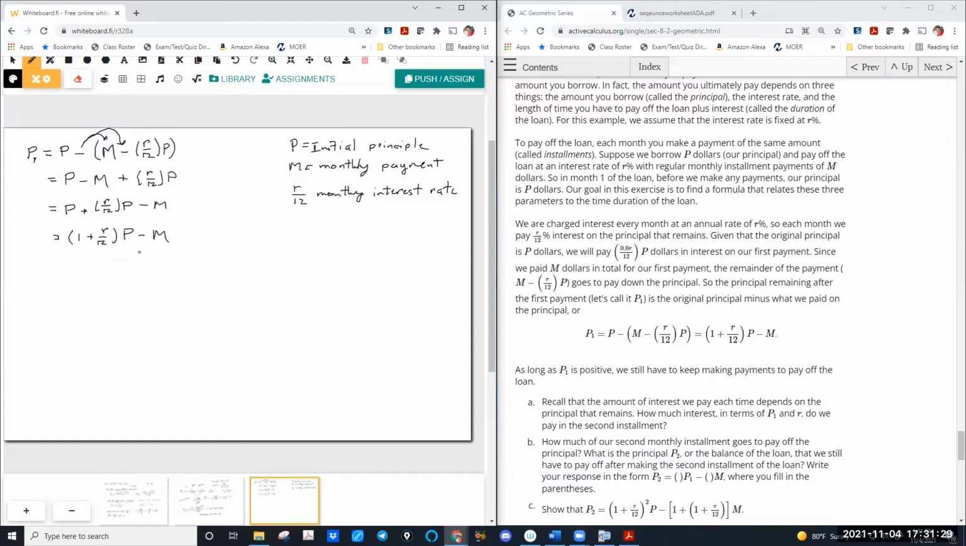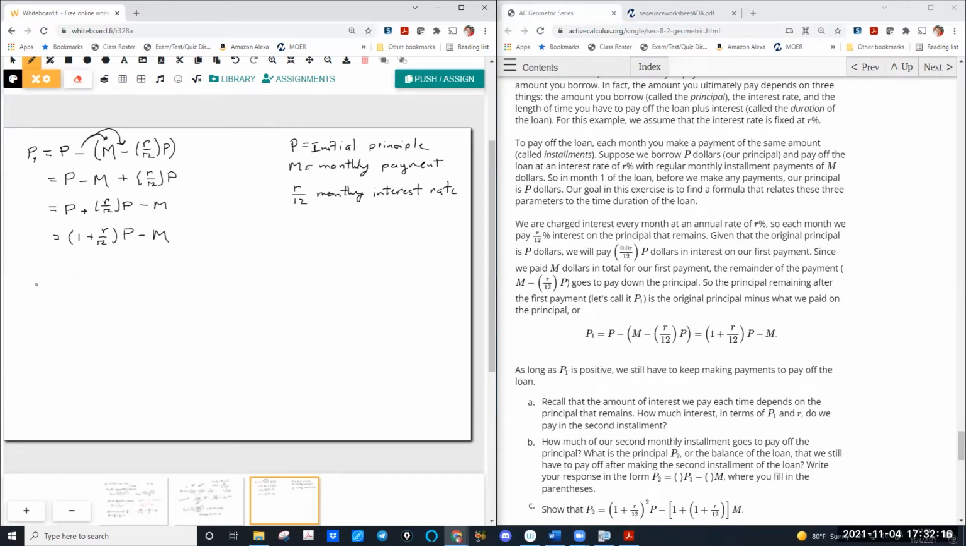Okay. So again, it's based off of this way of thinking, the principal, minus the amount of our monthly payment that goes towards the principal. This is our monthly payment minus our interest.